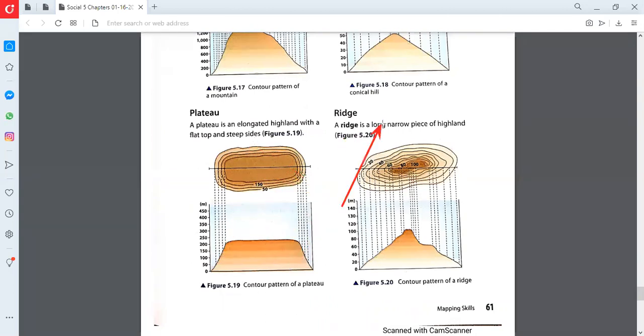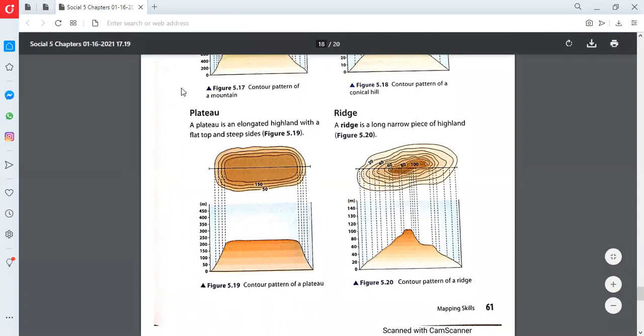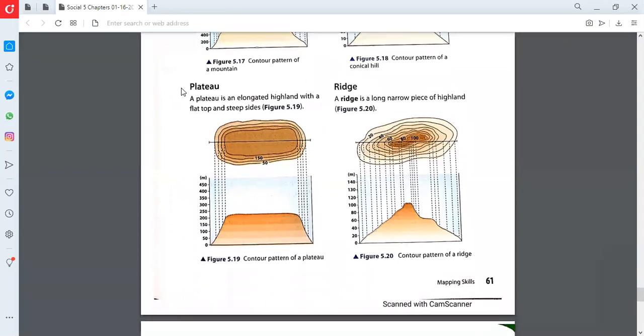And a ridge is a narrow piece of highland. It means that it has no pattern, and sometimes there is a gap and sometimes there is very little gap. So somewhere it has sharp edges and somewhere it is less steep, or has less sharp edges. So now we are moving towards page number 62. We saw these four in the last class also.